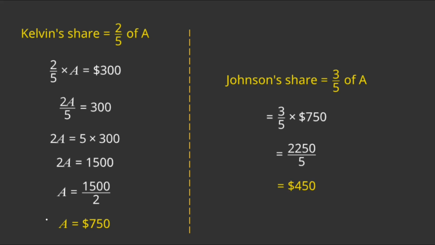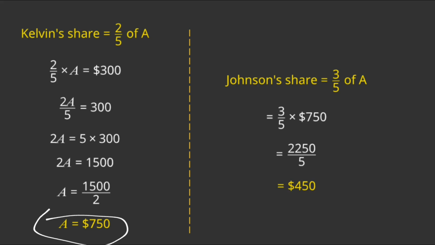And that's just a simple equation to solve, and say 2A over 5 is 300. And then when you cross multiply, you have 2A is 1,500, and then you divide both sides by 2, you get this value. A is $750. So the total amount that was shared was $750.